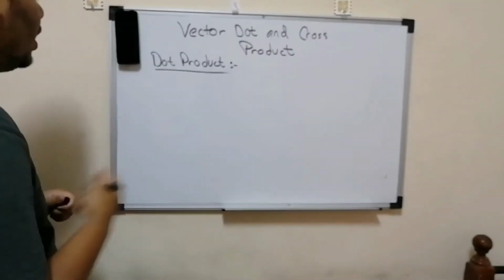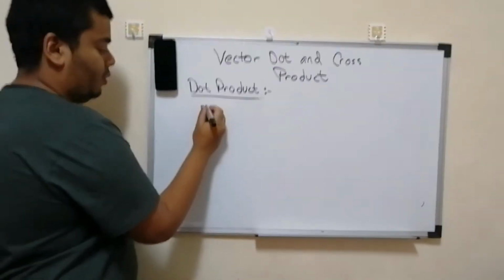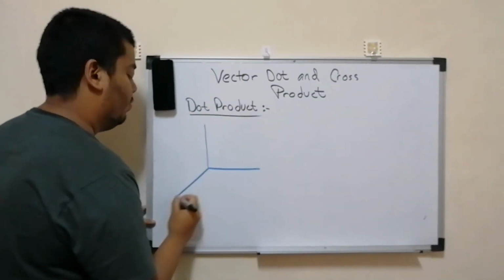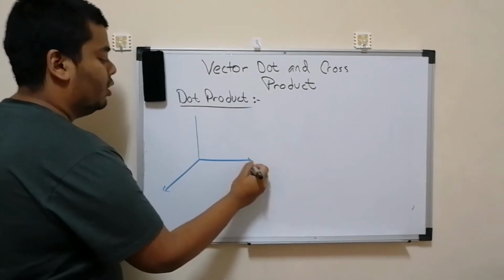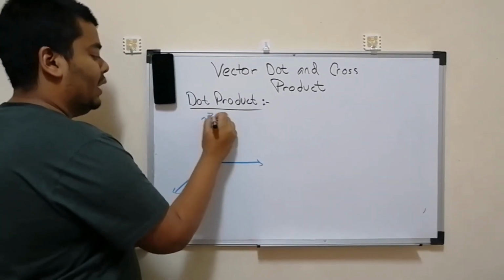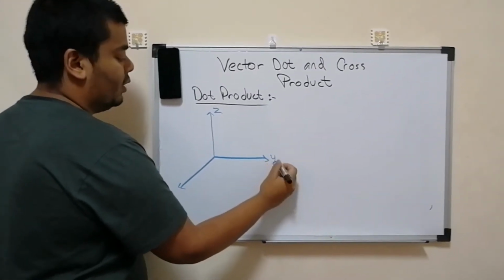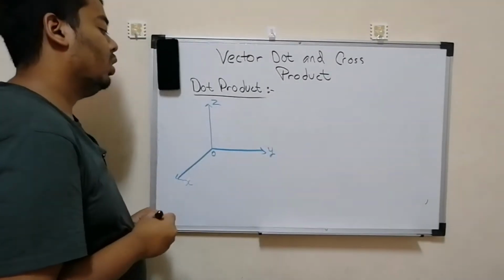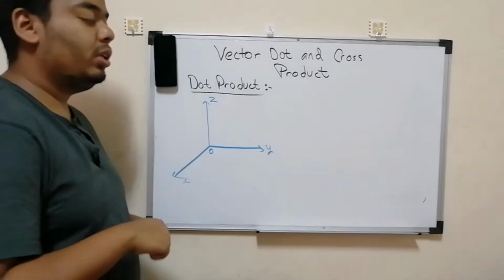So suppose we have the coordinates right there. We have this coordinate system right here. This will be the z-axis, this will be the y-axis, and this will be the x-axis. This is the origin. This is a three-dimensional coordinate system.